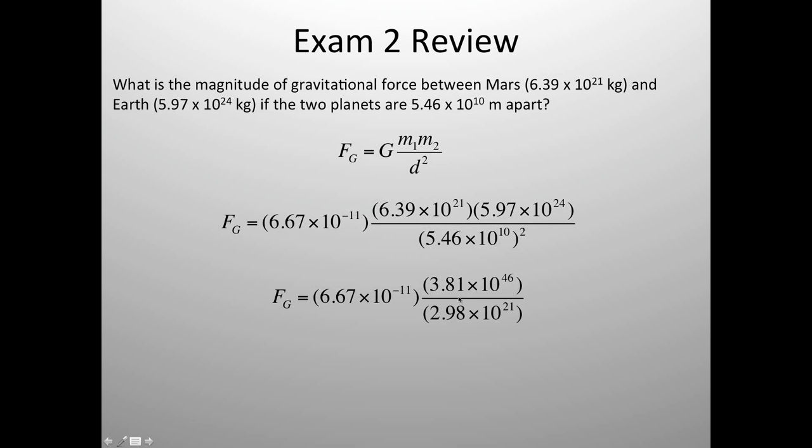So the two masses multiplied together ended up giving us 3.81 times 10 to the 46. And then squaring the distance gives us 2.98 times 10 to the 21. Divide those two things to just give us a number. You end up with 1.28 times 10 to the 25th times the gravitational constant, and we should end up with a gravitational force between of 8.53 times 10 to the 14.